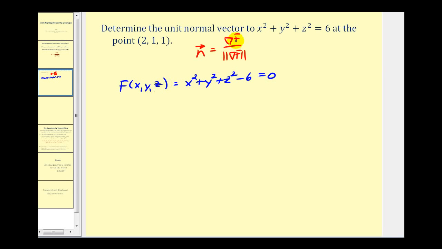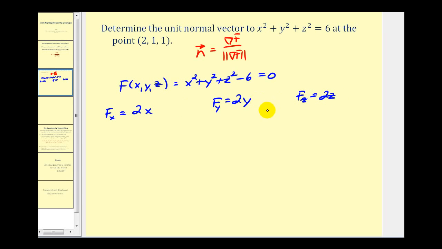And then in order to determine the gradient of F, we're going to have to determine the partial derivatives with respect to x, y, and z. So the partial derivative with respect to x would be 2x. The partial derivative with respect to y would be 2y. And the partial derivative with respect to z would be 2z.